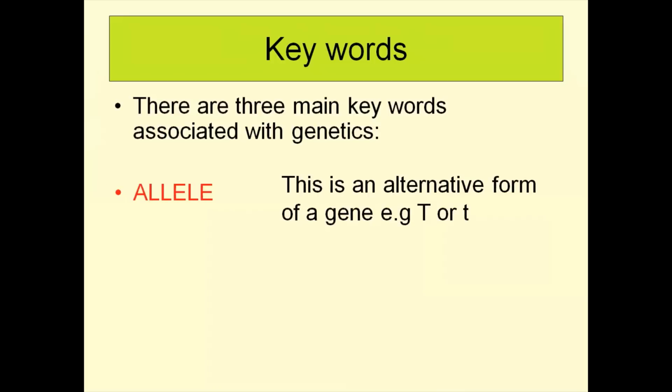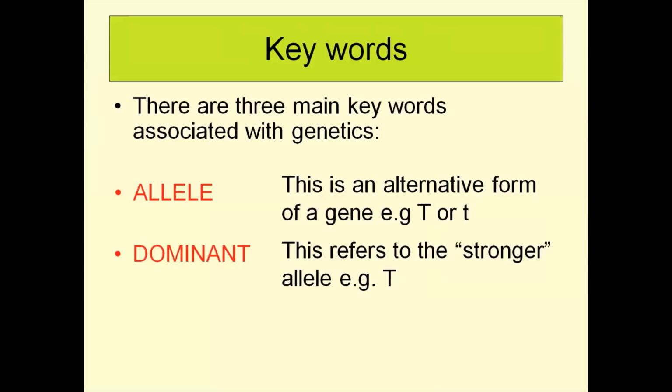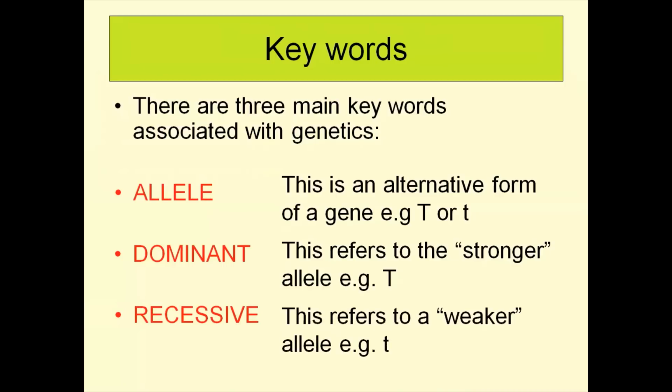Allele is an alternative form or a slightly different form of the same gene. For example, capital T or lowercase t, representing tallness or dwarfness. Dominant refers to the stronger allele or the allele which expresses itself in the organism. Recessive refers to the weaker allele or the allele which fails to express itself in the organism. So here capital T or tallness is the dominant allele and lowercase t is the recessive allele.